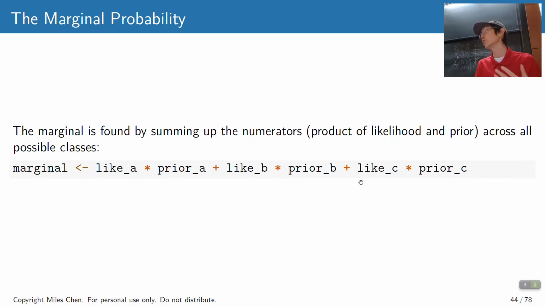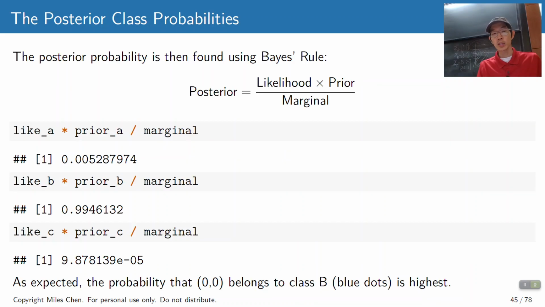And we add the numerators for all three classes. So my marginal probability will be the likelihood times the prior, plus the likelihood times the prior, plus the likelihood times the prior for the three different classes. That gives my marginal probability. And now the final posterior probabilities are the likelihood times the prior divided by the marginal. The likelihood was found using the density of the multivariate normal. The prior was 1/3. The marginal was the sum of the numerators across the three different classes.